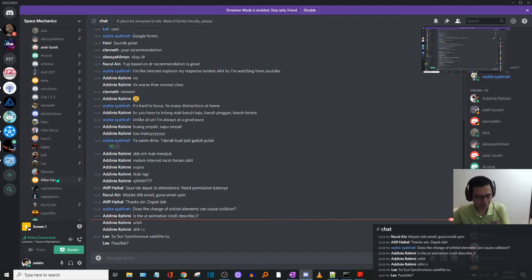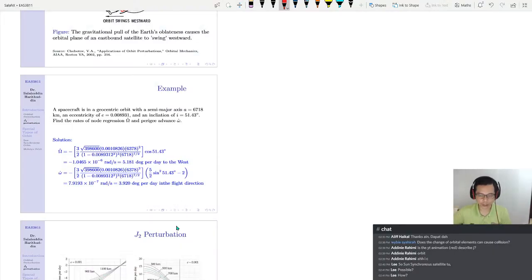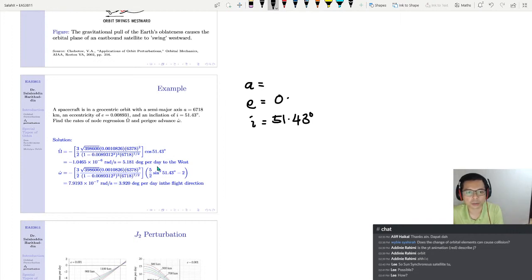Which nicely segues to my next presentation. Okay, so let's do some examples, just to show you how to actually design a sun-synchronous orbit. Well, not really design right now. Right now, let's just take an example. Let's say you have a satellite with a certain semi-major axis, a certain eccentricity and a certain inclination. The inclination is given as some numbers here. Eccentricity is 0.0083891, and the semi-major axis is some 8 thousand kilometers.